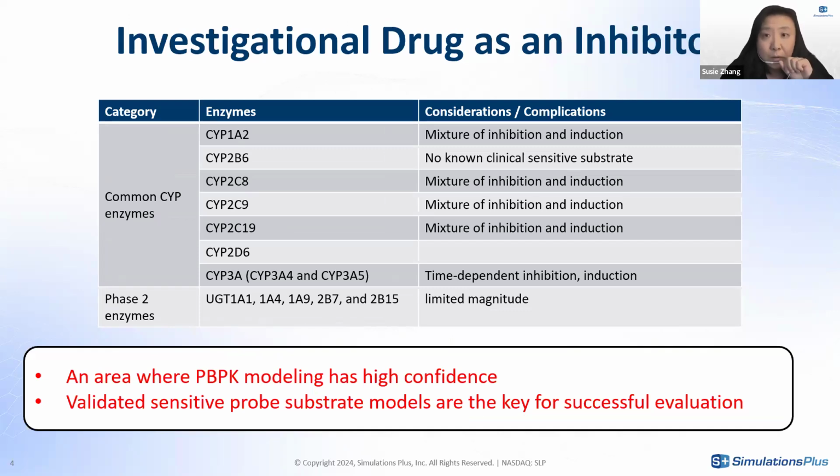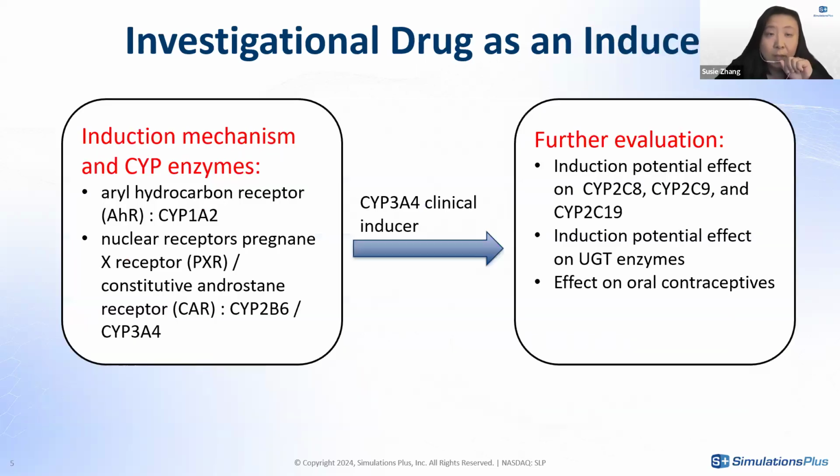When you evaluate your investigational drug as an inhibitor, again, we look at enzyme by enzyme. So for some of the enzymes, the challenge is that it may be a mixture of inhibition and induction effect. So how are you going to evaluate that? How are you going to design your in vitro study, your modeling and clinical trials? Oftentimes we see that a CYP3A substrate is also an inhibitor and inducer of 3A. So that is considered as a complicated drug-drug interaction case. But overall, this is an area where PBPK modeling has high confidence. Again, to have high confidence to evaluate your investigational drug as an enzyme inhibitor, validated sensitive probe substrate models are the key for successful evaluation.